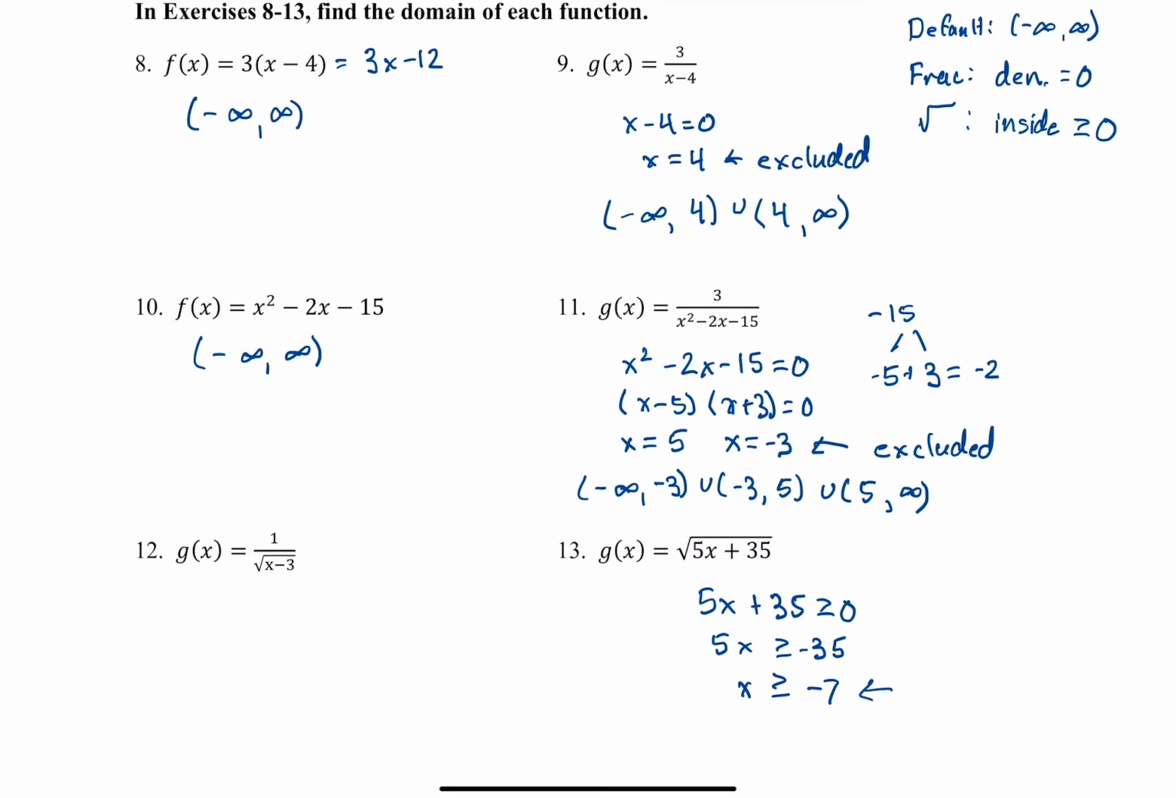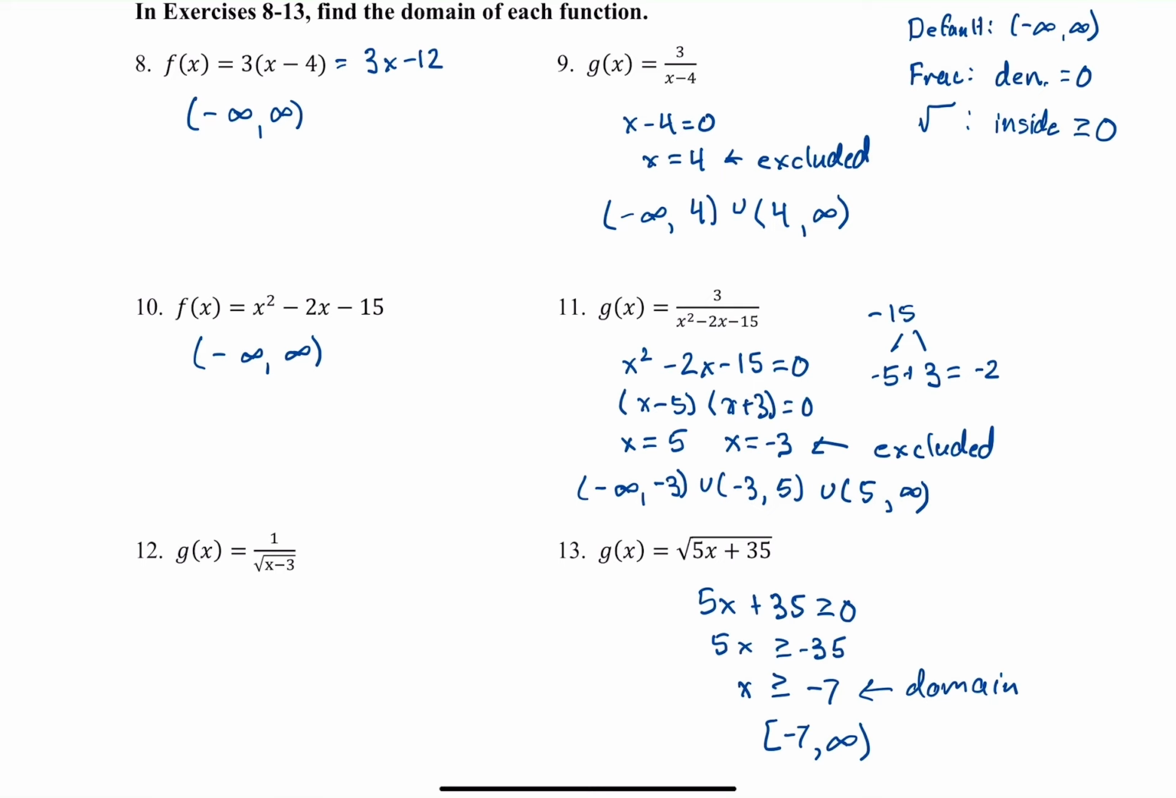This right here is the domain. It's just not in interval notation. To do that, we would say negative 7 is the smallest value and x is greater than that. So we would have negative 7 with a bracket to infinity.